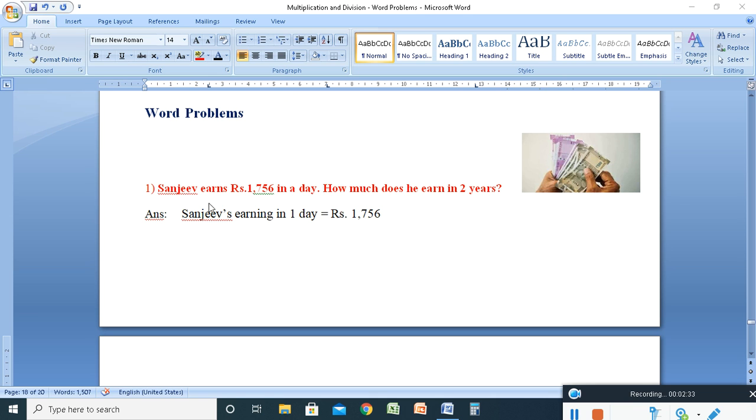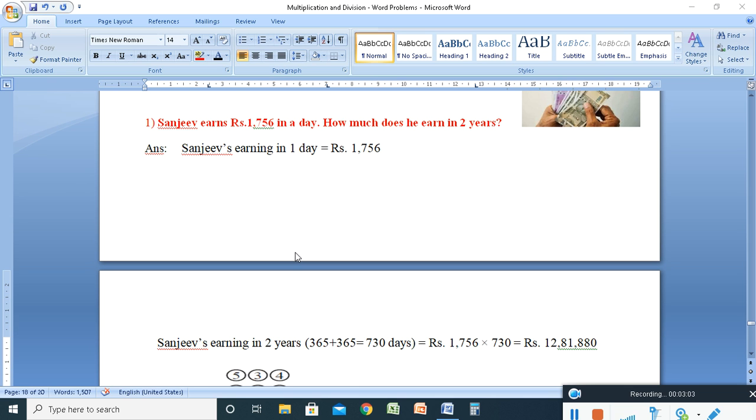The first sum: Sanjeev earns rupees 1756 in a day. How much does he earn in 2 years? So here they gave the amount he earns for one day, 1756 rupees, and you have to find it for 2 years. So they gave one and they ask for more. For one day they gave and they ask for 2 years. So here you have to multiply it.